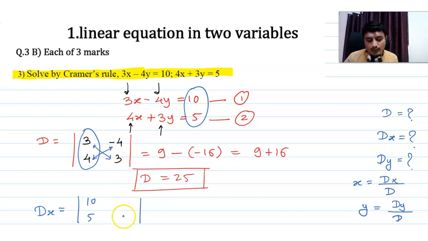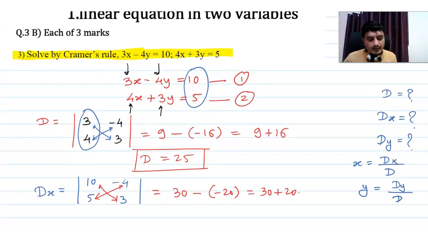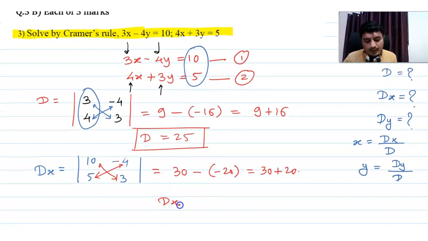In the second column we have to write the coefficients of variable y from equations 1 and 2 as they are. That means we have -4 and 3 as it is. Try to simplify the determinant. Principal diagonal elements are multiplied: 10 times 3 is 30, minus of 5 times -4 is -20, so minus minus 20. So we get 30 plus 20, which becomes 50. So the value of Dx is 50.